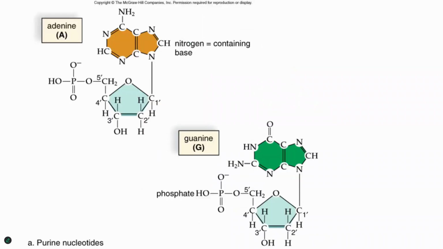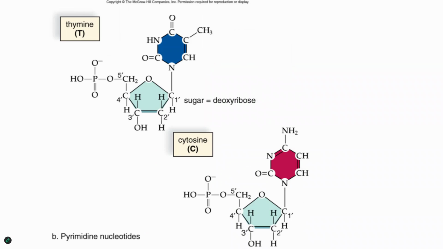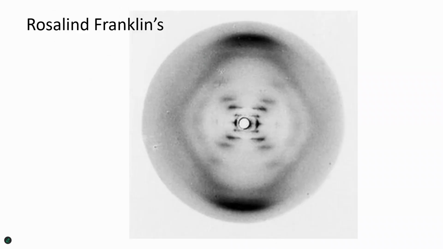So we've got adenine and guanine. Again, those are our purines, and those are going to bond to the thymine and the cytosine, which is our pyrimidines. So the hydrogen bonds have to match up.